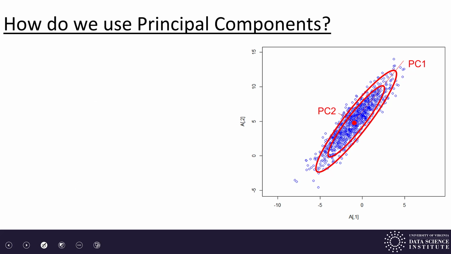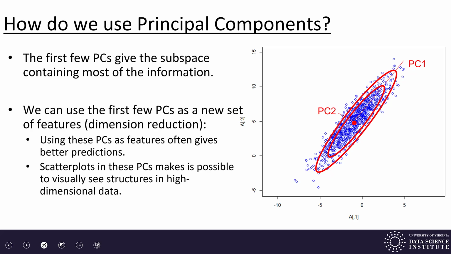How do we use principal components? Well, the first few PCs give us a subspace containing most of the information. This is important because then we can use the first few PCs as a new set of features. This is called dimension reduction. It's generally true that if you can reduce dimension and you get rid of dimensions that don't have information in them, those dimensions where the variance is low, then your algorithms will work better.